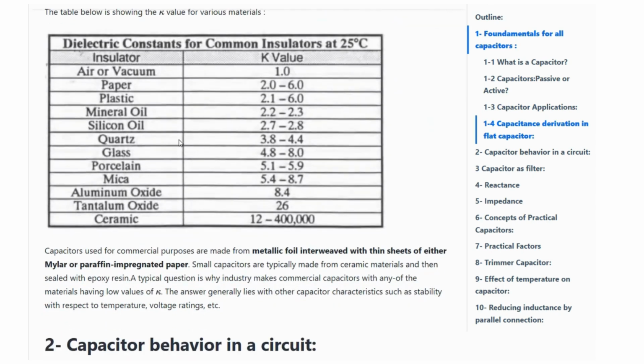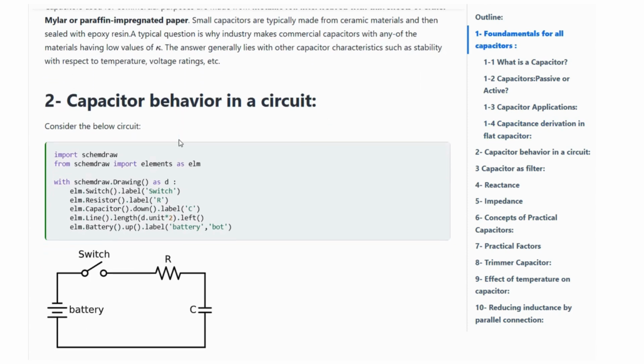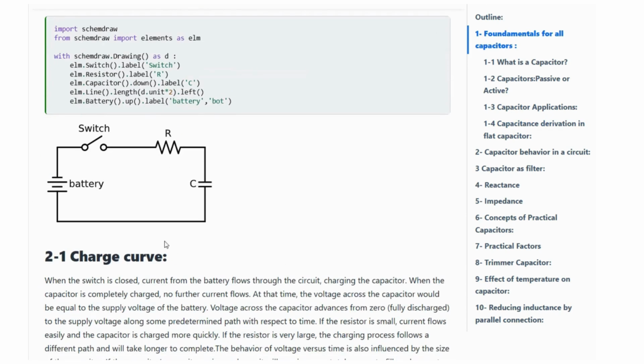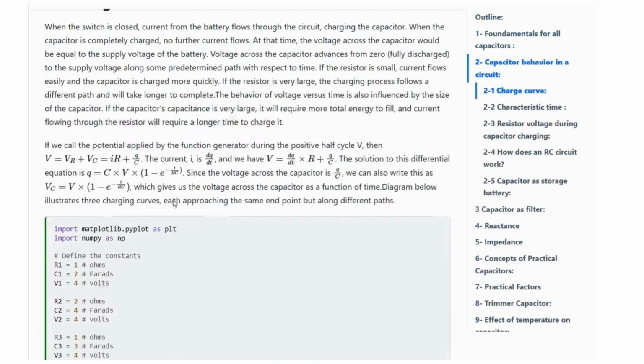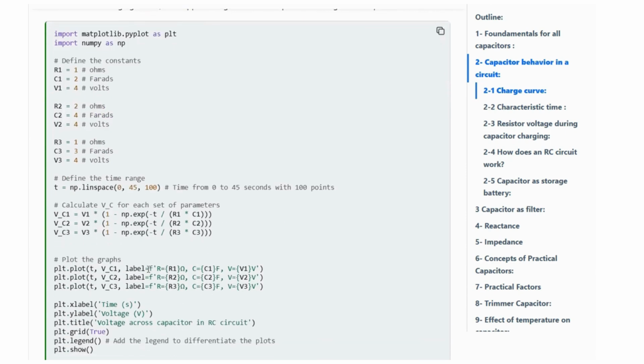In this table, you can see the dielectric constant for common insulators at 25 degrees centigrade. Now let's find out the capacitor behavior in a circuit. In this circuit, we have a battery, switch, resistor, and capacitors. A charging curve is obtained from this formula, which, as you see, has an exponential relation.